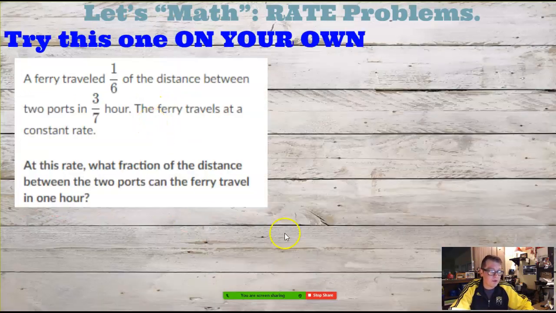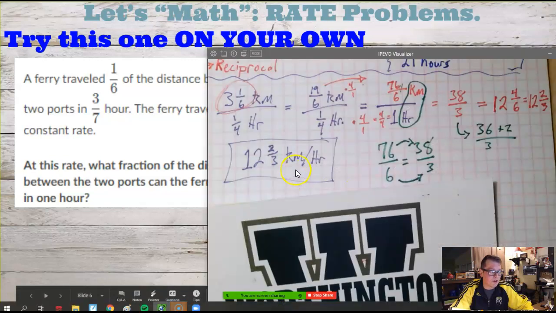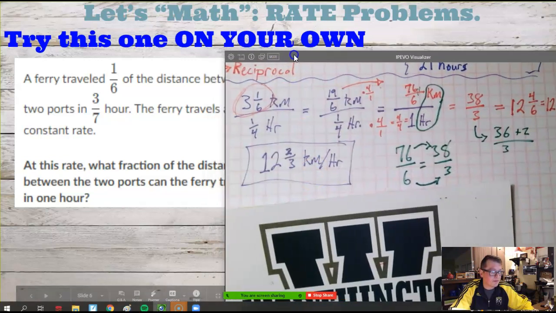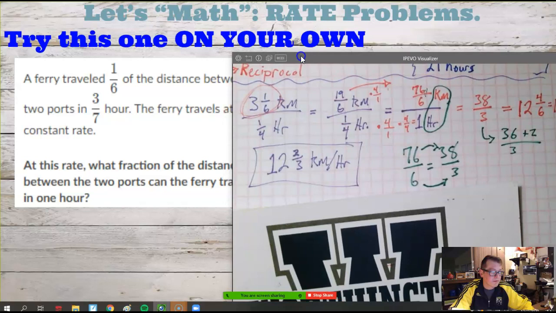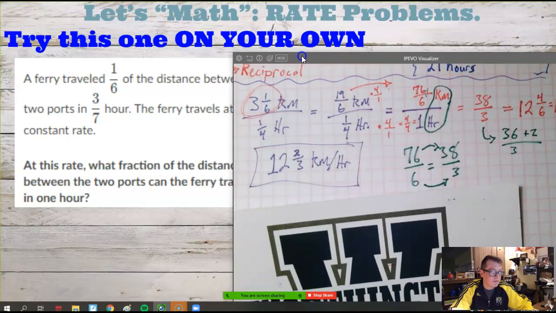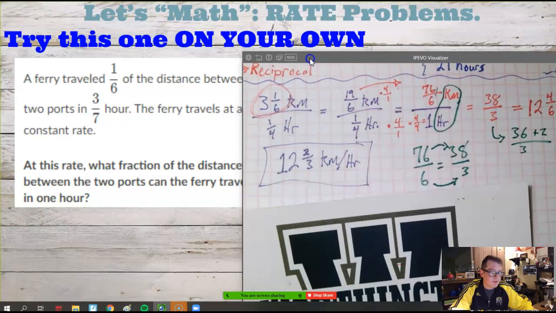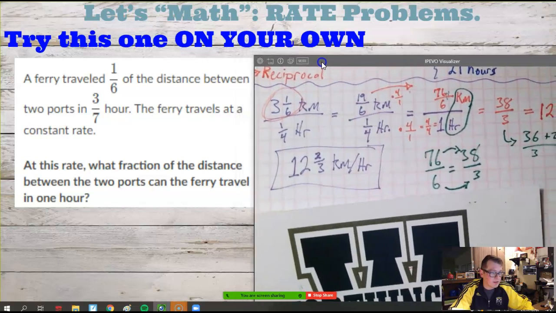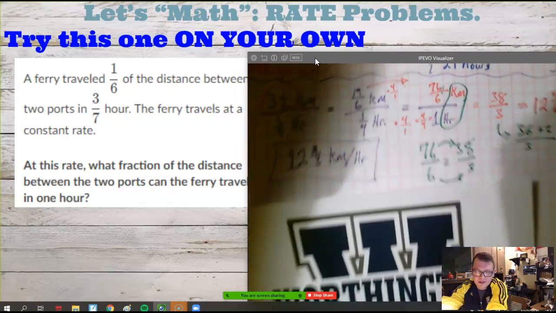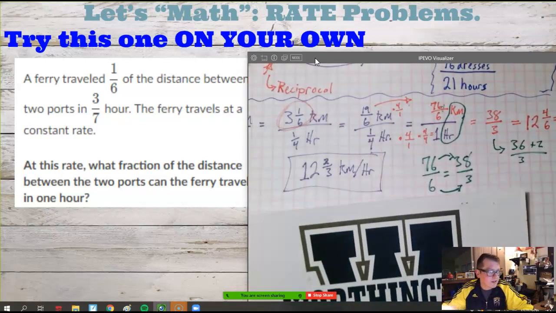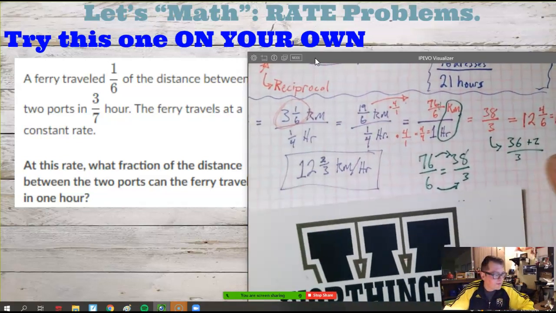I'm going to keep my work up, but have you try one more on your own. We can't see the whole. I'm still trying to scooch and figure out what's best. There, you can still see most of my work.